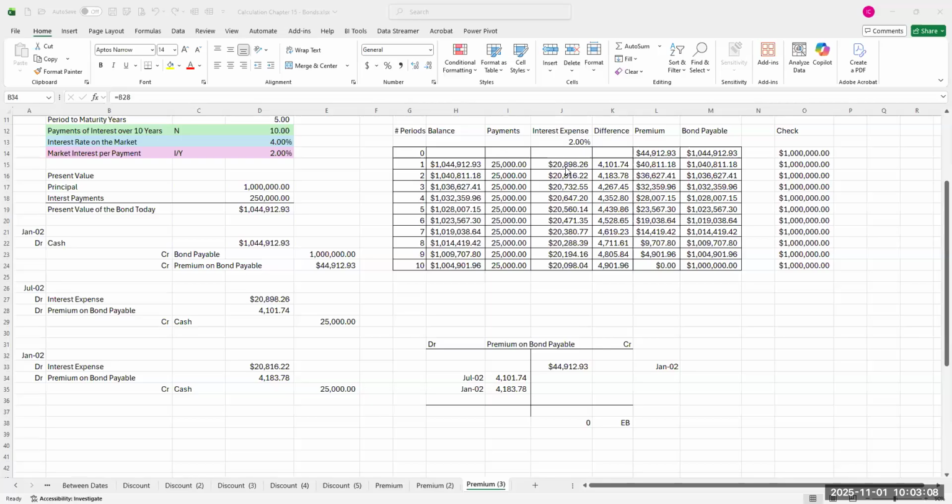Simply put it this way, once you have this chart, now you know that this interest expense is for the first payment, which doesn't happen in the first month, it happens after 6 months. So this interest expense is for the 6 months.